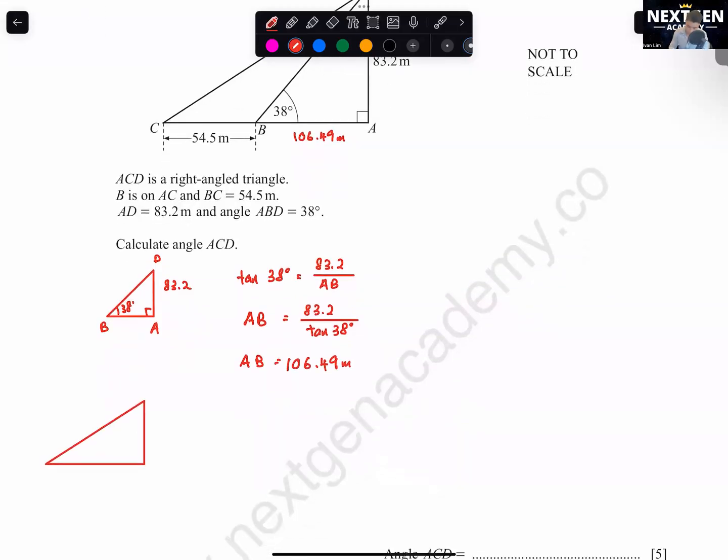Okay, then now we use the bigger triangle, which is ACD. Okay, what information they gave us? We know that this is 83.2. We want to find this theta. Okay, we calculate for AC first, which is 54.5 plus 106.49. Okay, add it all up. So 160.99.